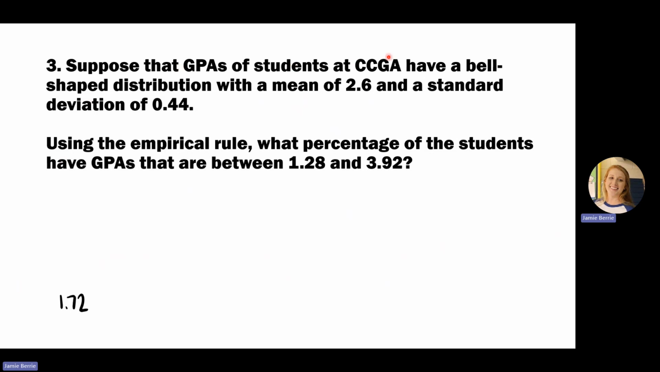Suppose that the GPAs of students at CCGA have a bell-shaped distribution, also known as a normal curve or normal distribution, with a mean of 2.6, so the average GPA is about 2.6, and the standard deviation is 0.44. Using the empirical rule, what percentage of the students have GPAs that are between 1.28 and 3.92?